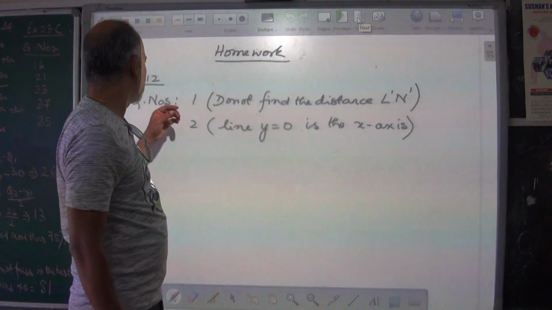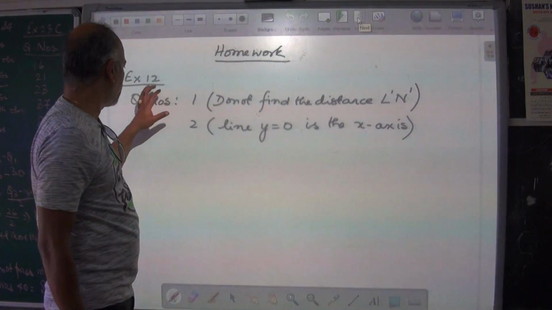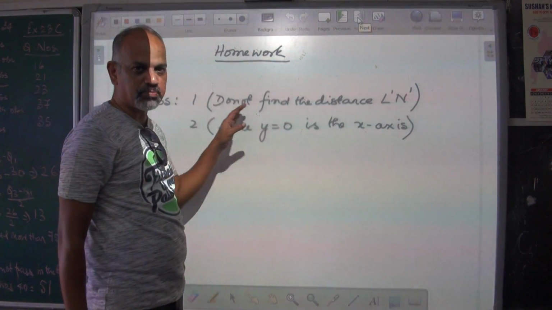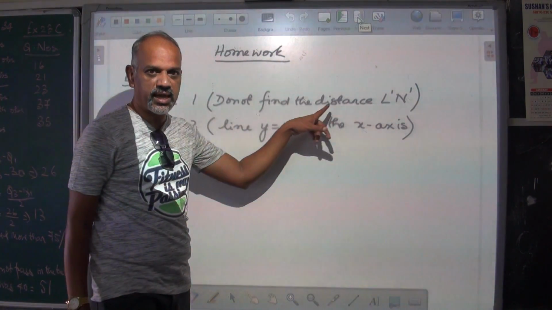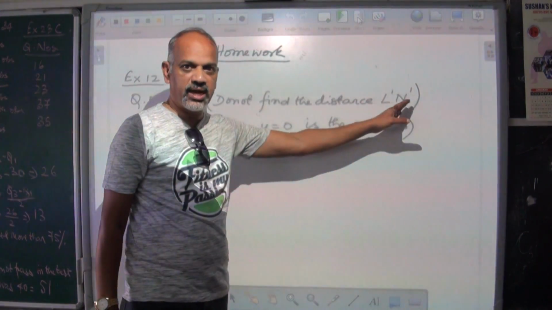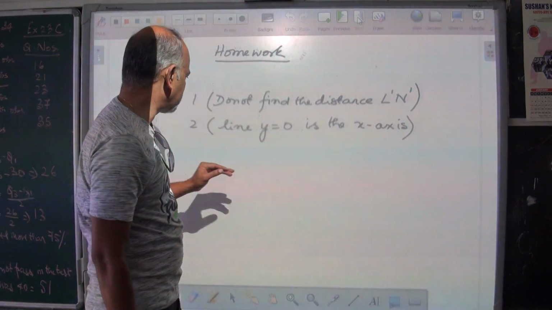Your homework for today is exercise 12, question number 1. And in question number 1, if you see the last part, it says find distance L dash N dash. There is no need for you to find that distance L dash N dash. You can leave that part and do the rest.